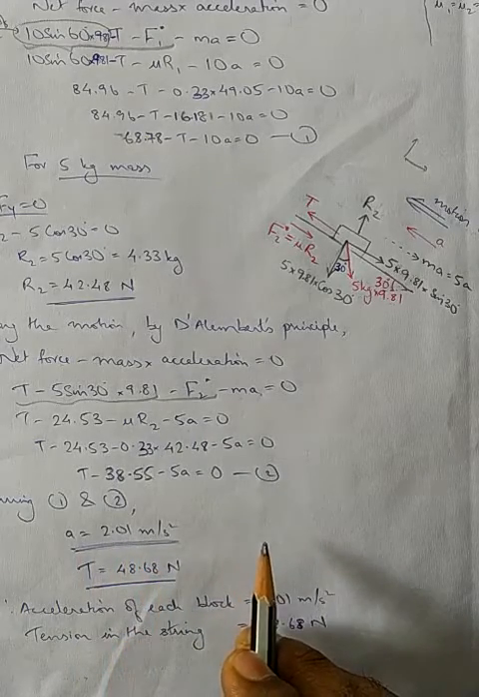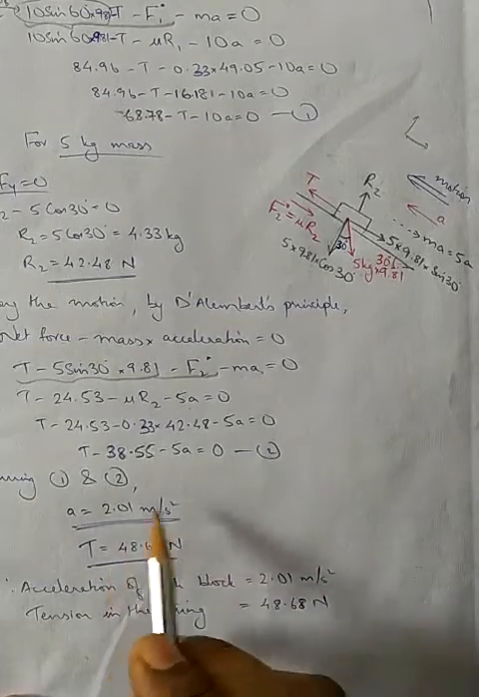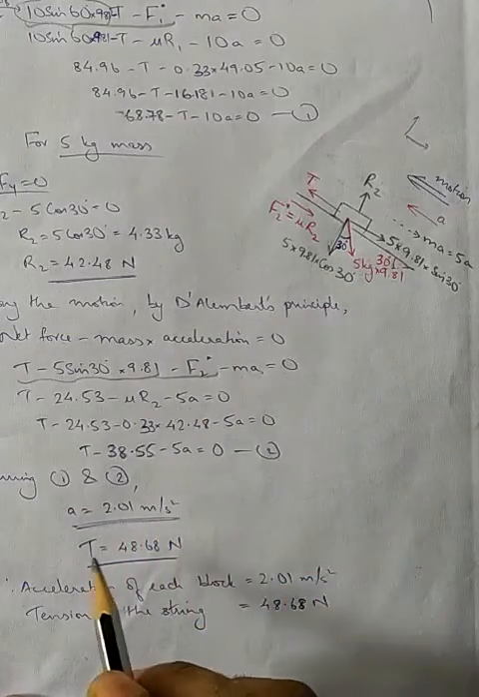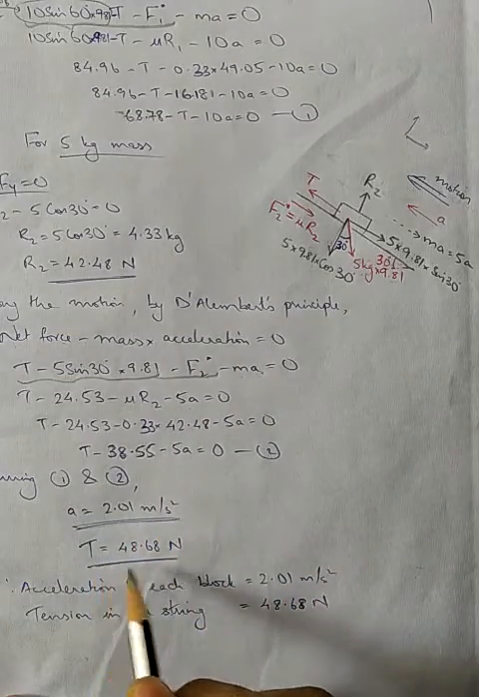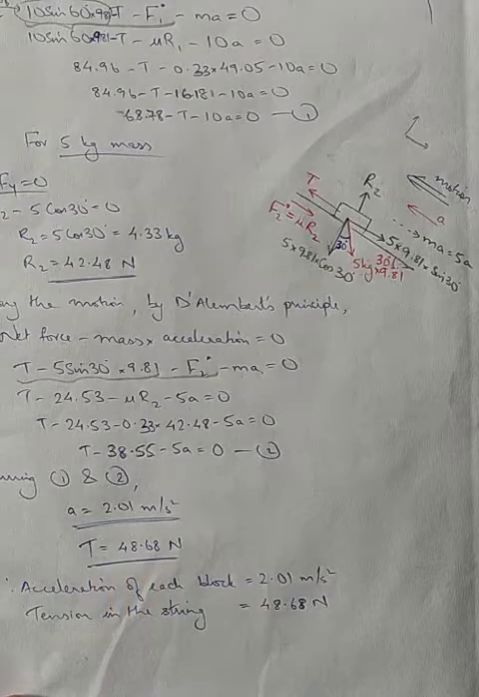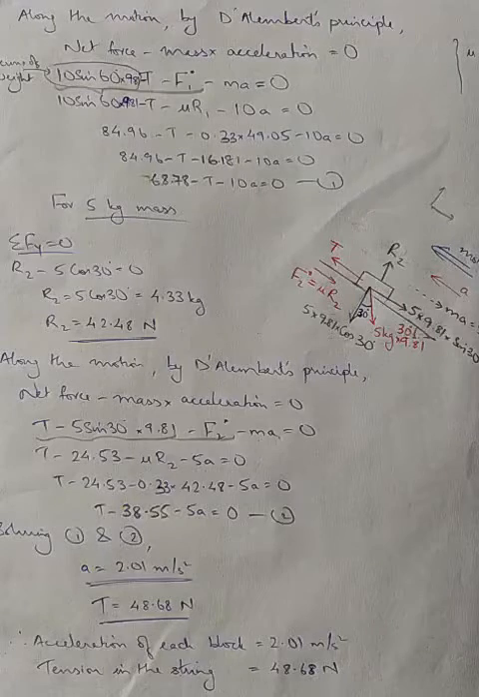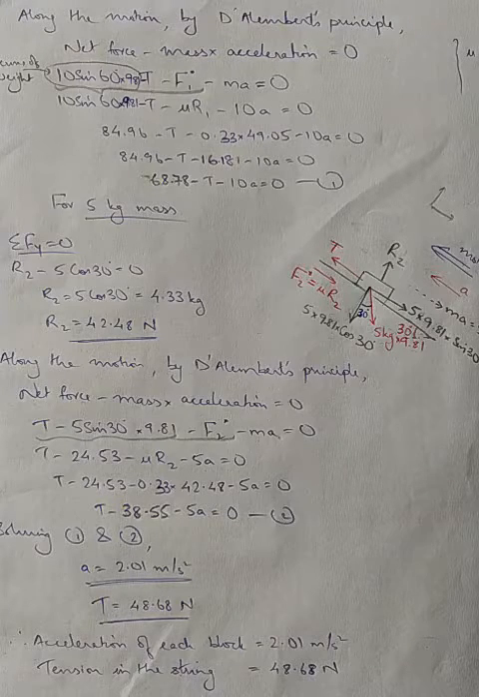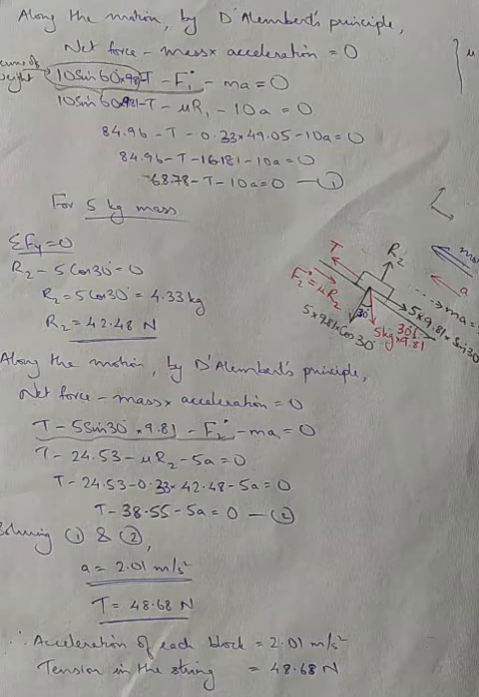And you have been also asked to find the tension. Substitute a in either equation 1 or 2. You will be getting the tension, which is 48.68 Newton. So that's all about D'Alembert's principle. If you know motion of connected bodies, then there is nothing to study in D'Alembert's principle. It is just net force minus mass into acceleration equal to 0.